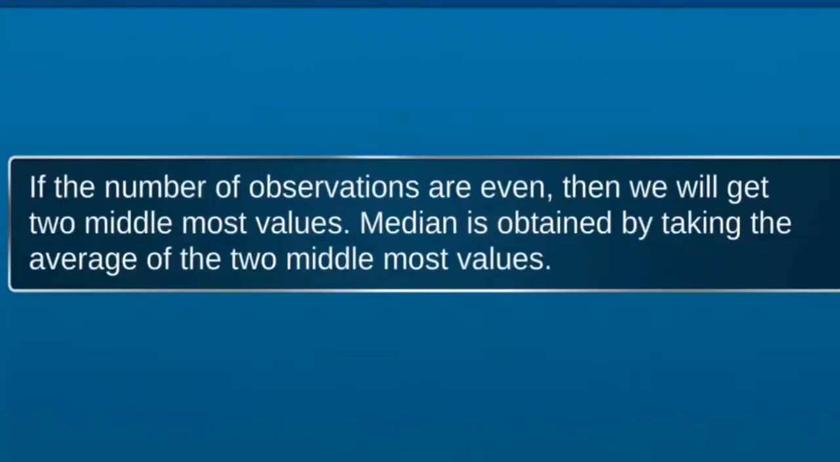Okay, so I think you can write down this sentence. If the number of observations are even, then we will get two middlemost values. Median is obtained by taking the average of the two middlemost values. If the number of observations is even, that is the case. For the case of odd, there is no need because we can directly get the median. But if it is even, we have to take the average of the middlemost values. Okay, you can just write down this.